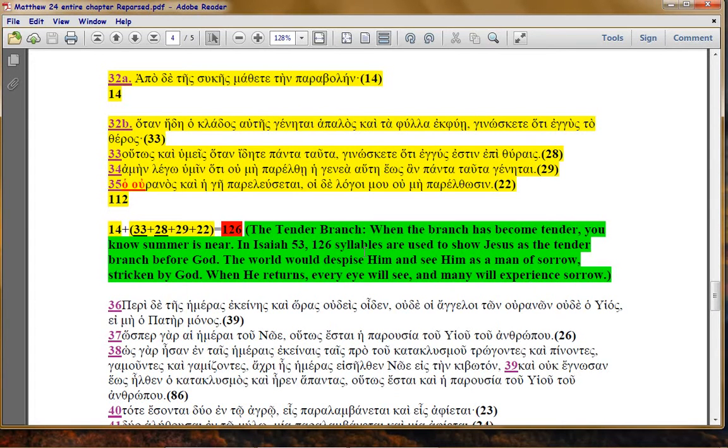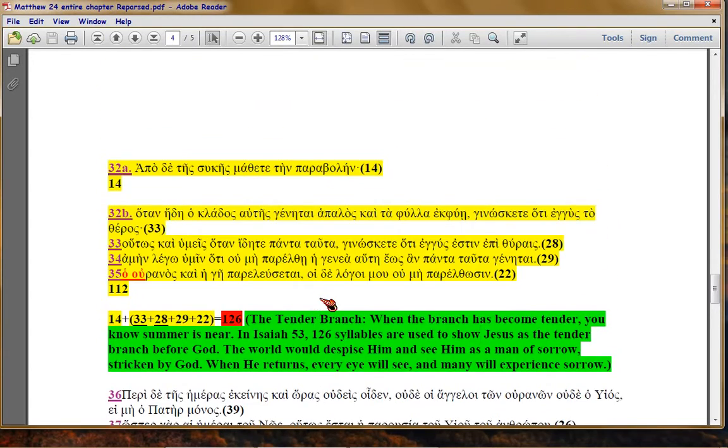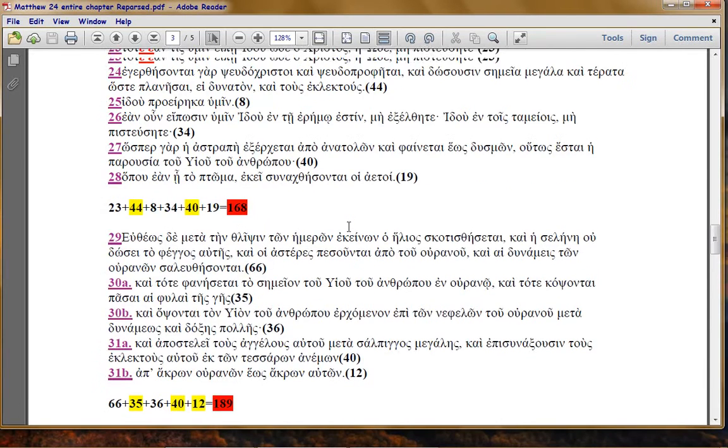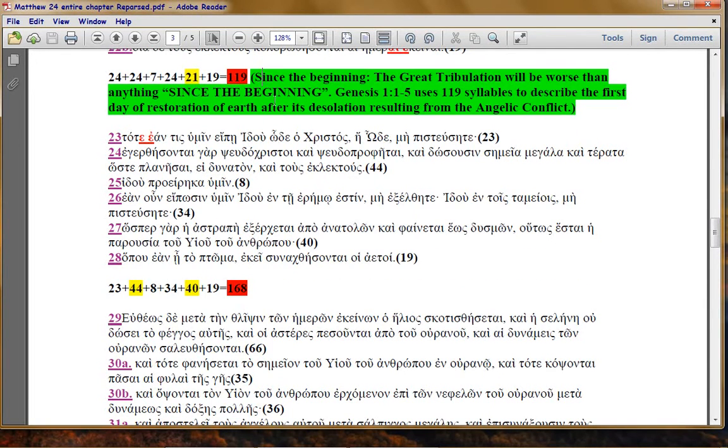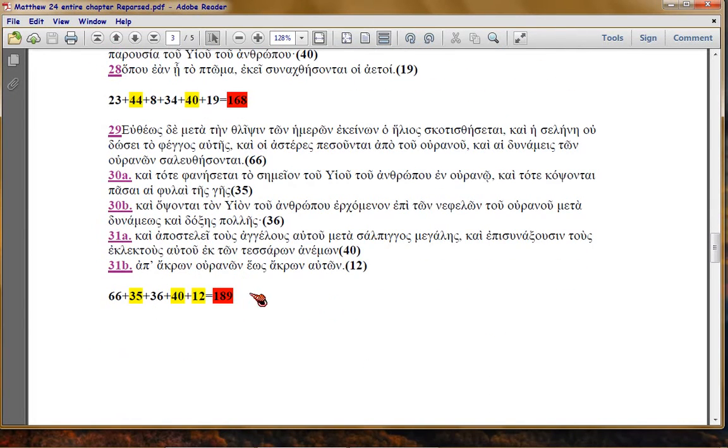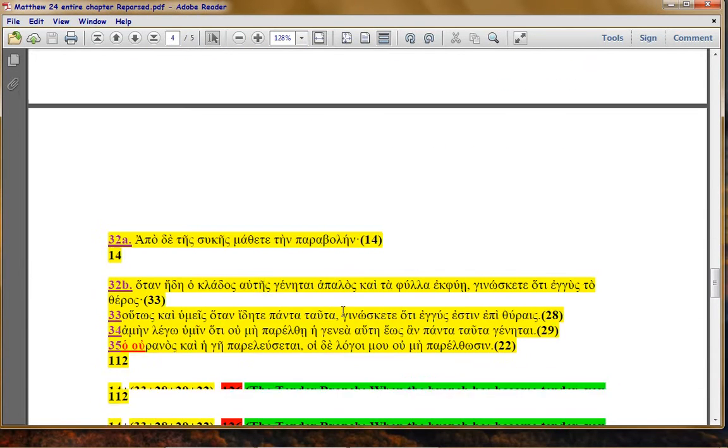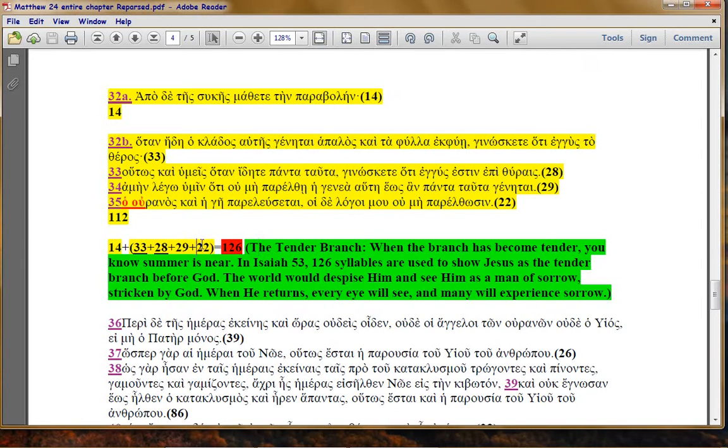You know that summer is near. Summer is the time of war in ancient times. Harvest and war, those are the two things summer was famous for. And when Anonymous was doing this, he already knew this stuff about Isaiah 53. So that's why he's using what he's saying here in the green. But what he didn't say, because I don't think any of us noticed it, is that this is adding up to 476 as in Daniel. These three pink numbers, 119, 168, and 189. So the 126 becomes relevant in the context of 476.